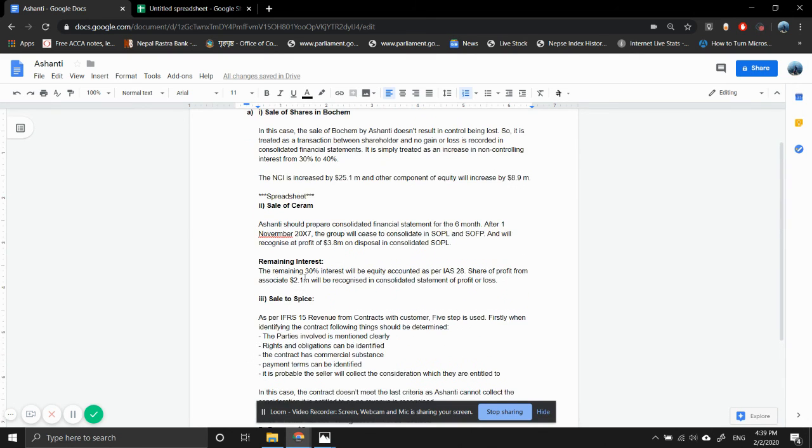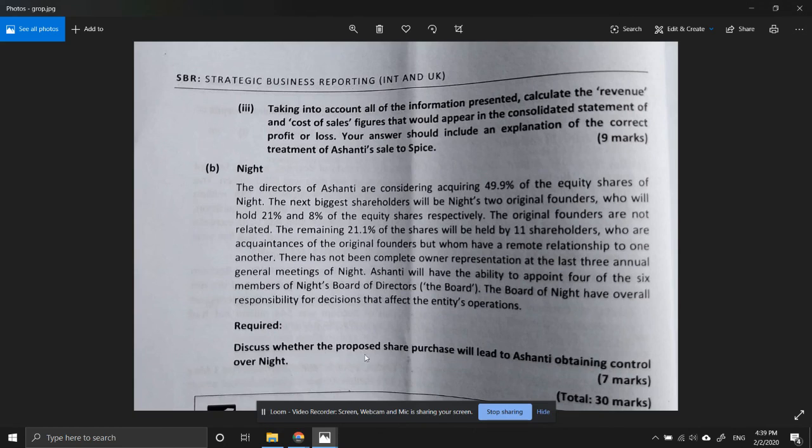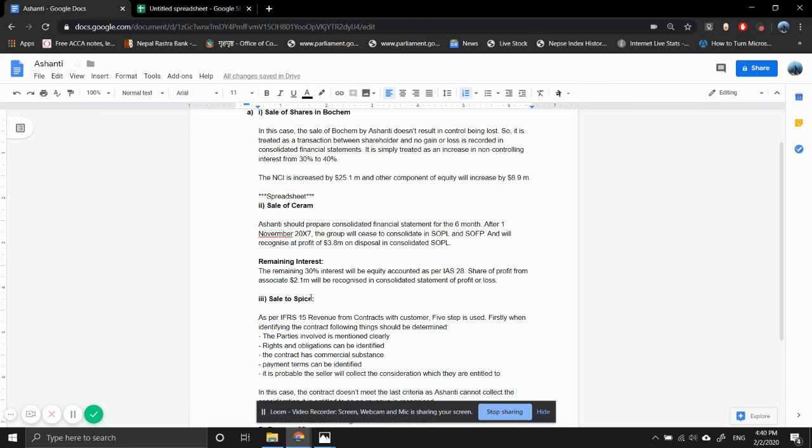Okay. So we will do this much for this part, and then we'll look at control after this. So let's define when there will be control, when they have power over the investee and all, which I've been discussing a lot. So we'll look at that. Okay.